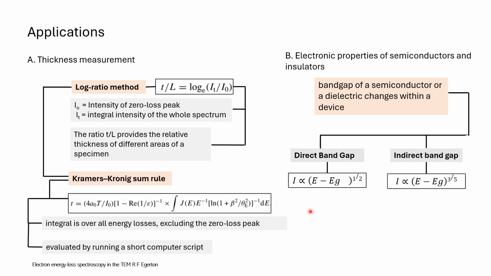So for the direct band gap, we can see that the intensity is proportional to E minus Eg to the power half, and for indirect band gap, the intensity is proportional to E minus Eg to the power 3 by 2. So from these two equations, we can actually determine which kind of band gap it is actually referring to.